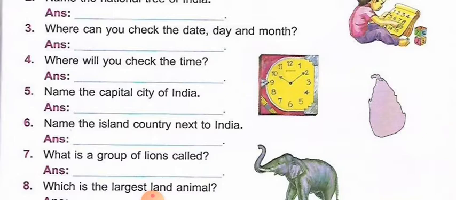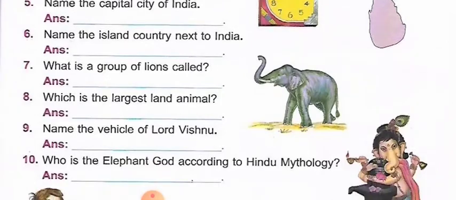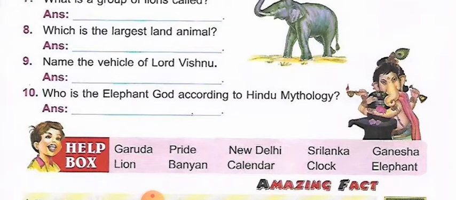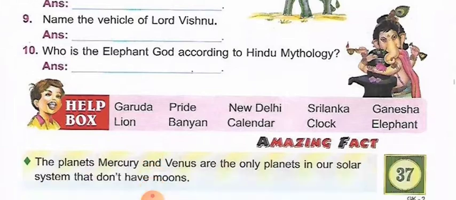Name the island country next to India. Sri Lanka. What is a group of lions called? Pride. Which is the largest land animal? Elephant. Name the vehicle of Lord Vishnu. Garuda. Who is the elephant god according to Hindu mythology? Ganesha. Okay, children, you have to learn this.